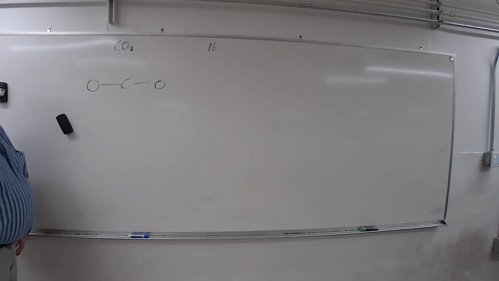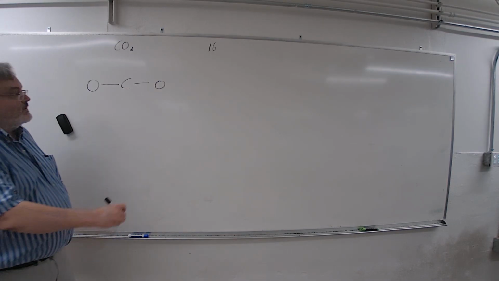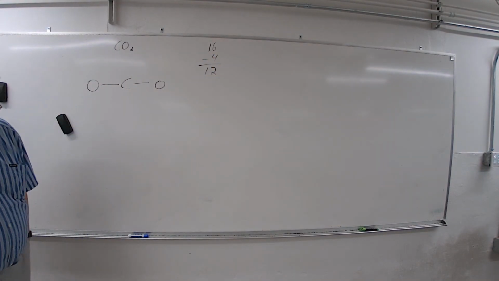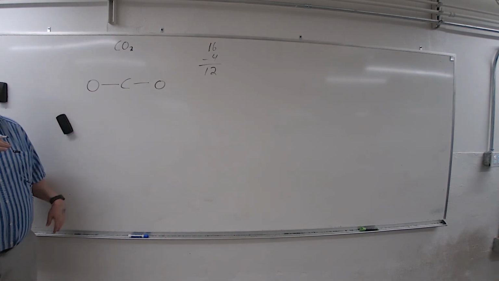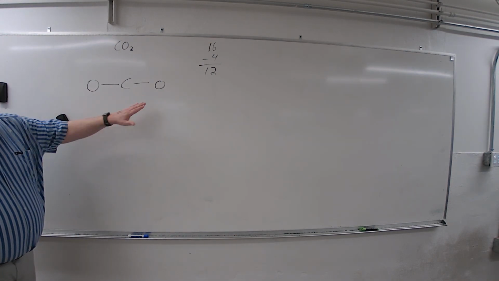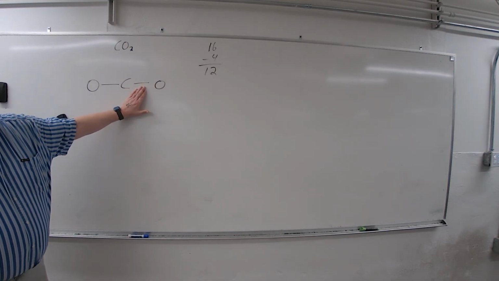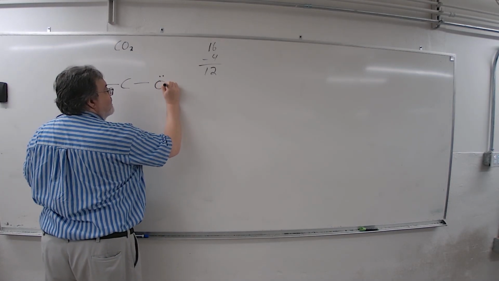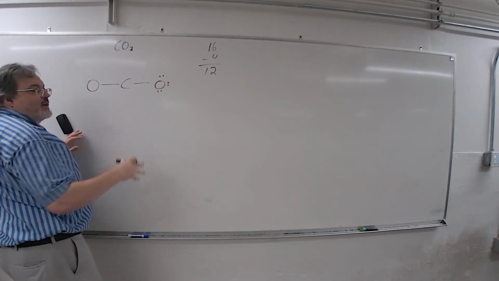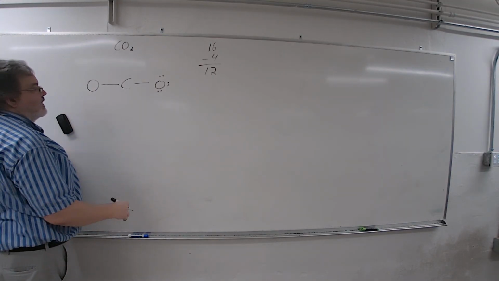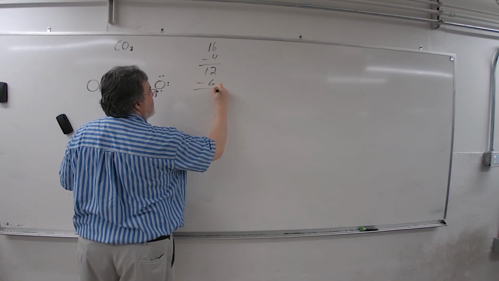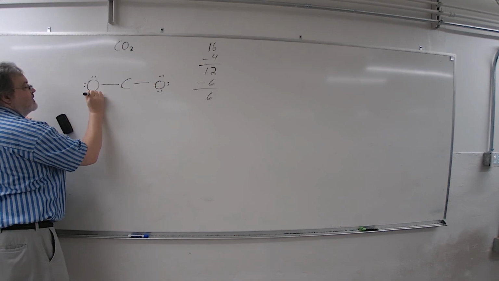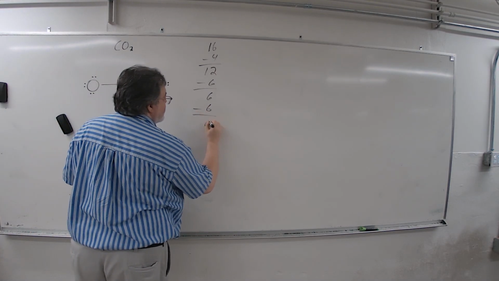All right, so how many electrons have I used to make this little backbone? 4. So I've used 4. I've got 12 left. Your next step is to start filling the octet on the outside atoms. This oxygen already has 2 because those 2 count for the oxygen. So we need to get 8 around it. So we're going to add in pairs. 2, 4, 6. So now that has 8 electrons around it. I have 6 left. 2, 4, 6. And I'm down to 0.